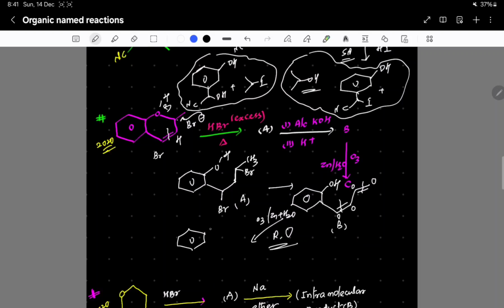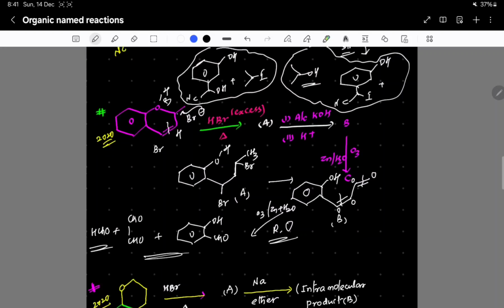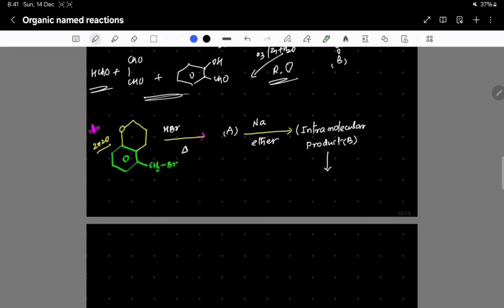This is the one possible product, OH, and this will be CHO. Am I correct? Right? This is one possible, and here this will be CHO, this will be CHO. This is the glyoxal. Now the final product will be HCHO. I hope these are the possible reactions, right? Now we will move to one more question.